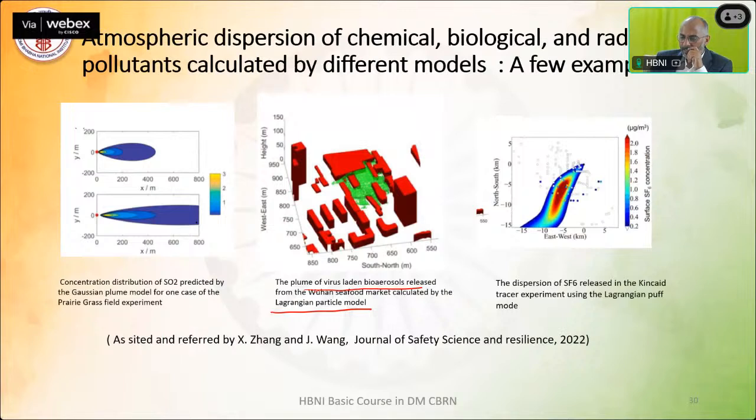Okay, and you can also see an SF6 release and its prediction using a Lagrangian puff model. Okay, so this is a Lagrangian particulate model and a Lagrangian puff model. The Lagrangian puff model is a little limited. The Lagrangian particulate model is a little more versatile, in the sense that it can accommodate release patches, finite release patches.